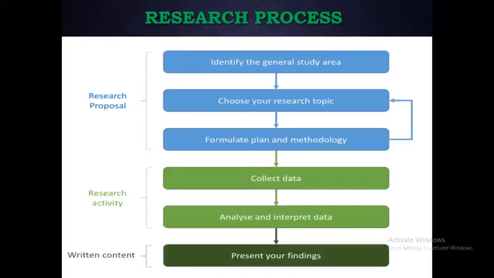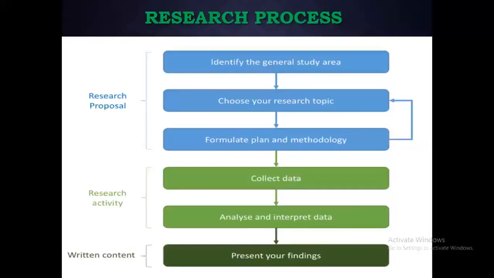The next step is to choose your research topic. Research topic means out of that broad area, you'll have to choose a particular topic for your research. You have to do a rigorous literature survey. You have to see the number of articles that have been published in that particular area. Then you'll have to formulate the plan and the methodology. Once you choose the topic, the next thing is whether you'll have to do an experiment, a mathematical study, or a survey kind of thing.